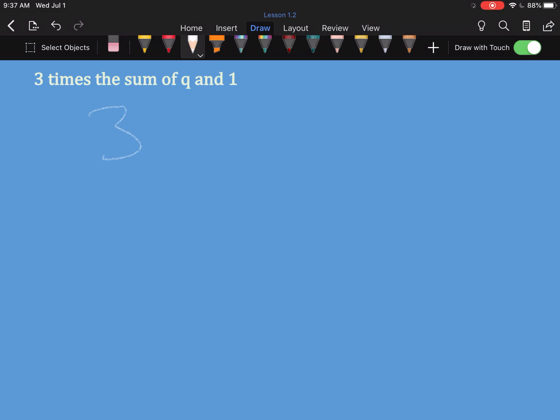So somehow I need to identify that the sum, which is addition of q and 1, needs to be done first, because I have to have the sum of that to be able to multiply with 3. So how do I show that something has to be done first? Put it in parentheses.